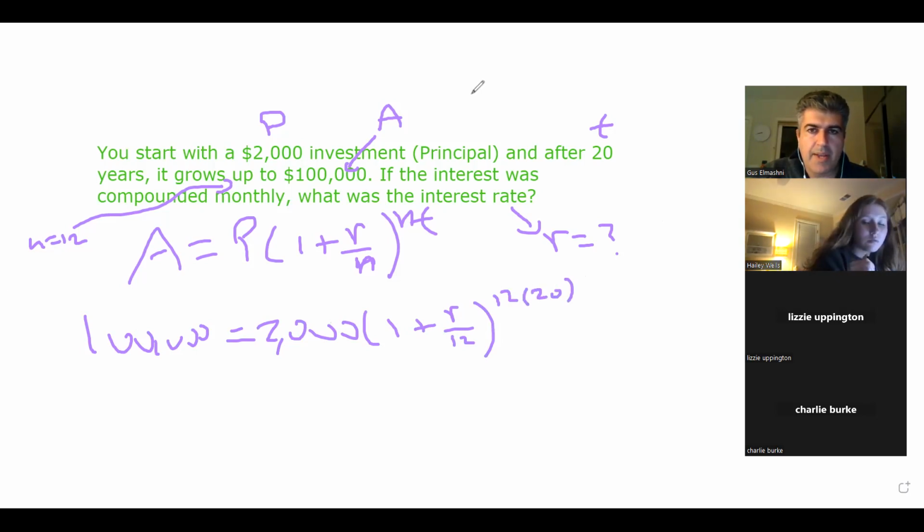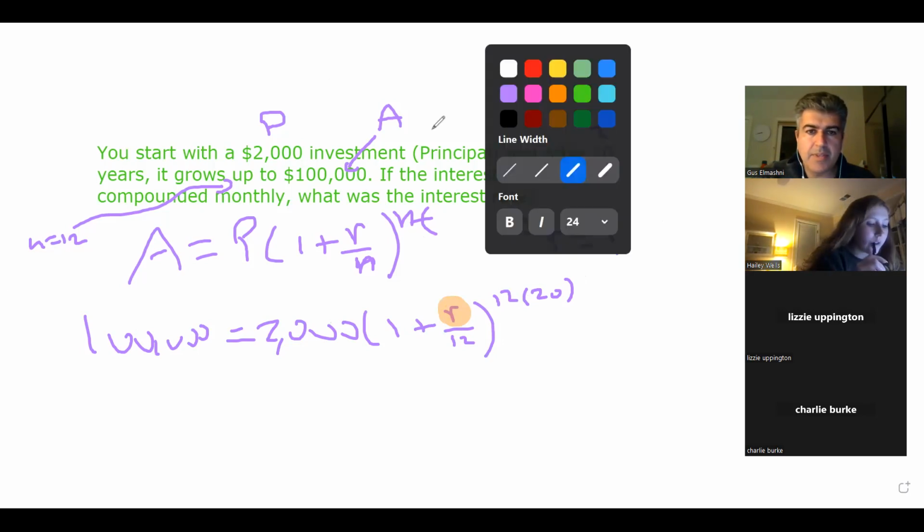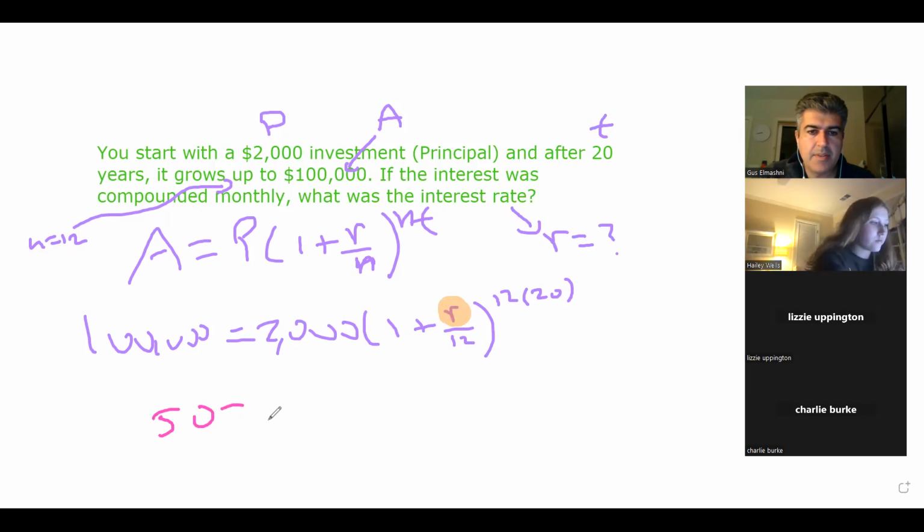So we need to solve for r, right? So how do we begin getting r by itself? Do you divide by 2000? That's a good start. So you should get 50 on the other side. That's good. And you still have all this junk that's raised to 240. Okay. What do you think the next step should be?